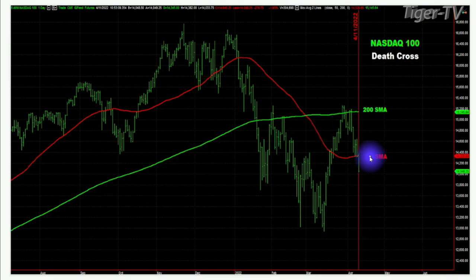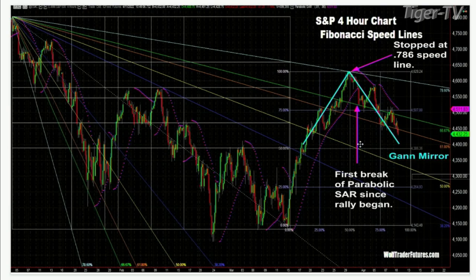So let me talk to you. Sorry, I'm looking at the NASDAQ here. You can see this is the death cross. The 50 crossed below the 200 here, and it got rejected pretty strongly once it got to that 200 moving average right there. This is a chart that I wanted to show people. This is dealing with the 4-hour chart.